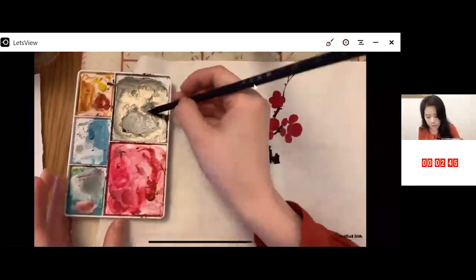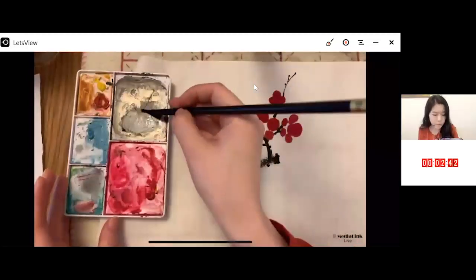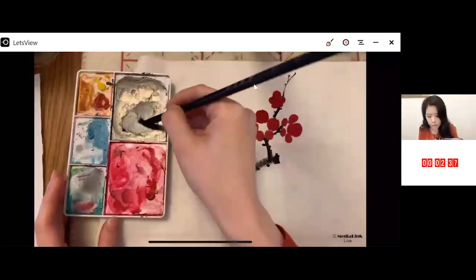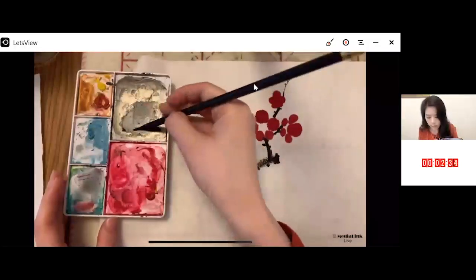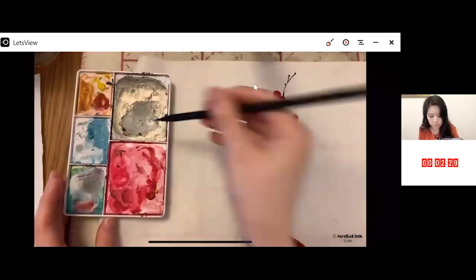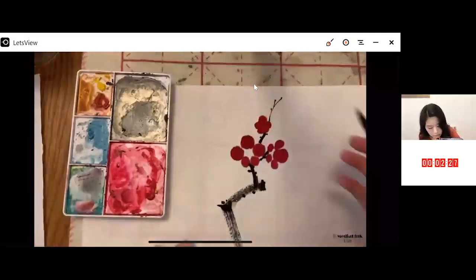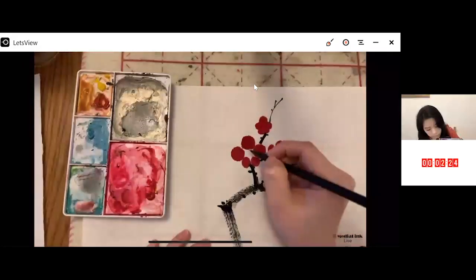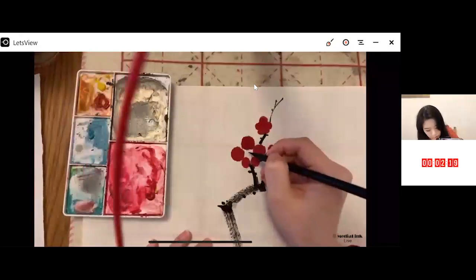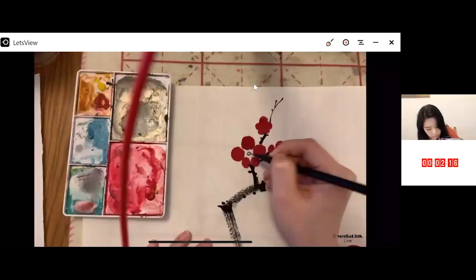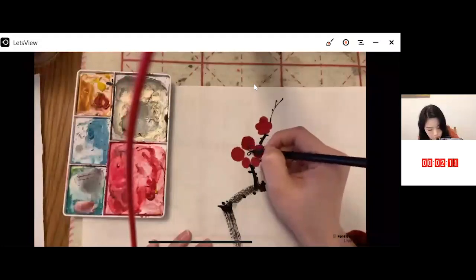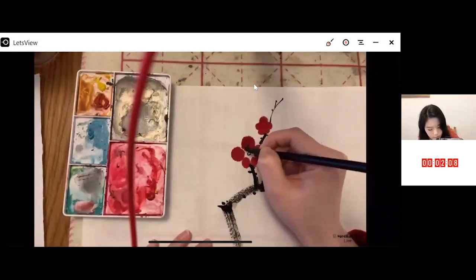Now we're going to add some details to the flowers. So this time, let's get as much ink as possible with your brush. Get as much ink as you can, and we're going to draw the stamens of the flowers. Start with the first one. Okay, take your time, be patient, be careful. Start with a little tiny circle in the center, and you draw it like this.